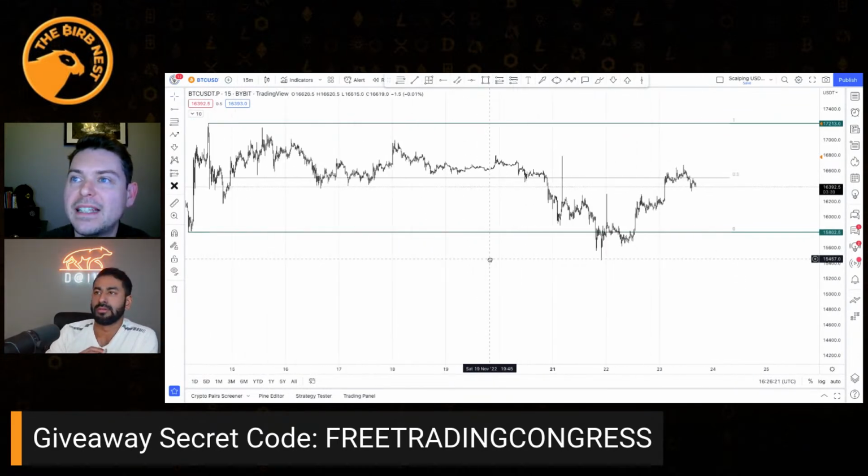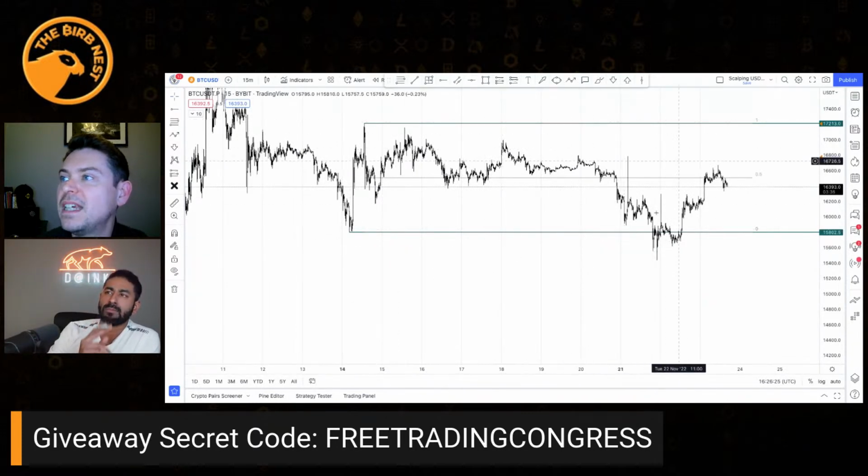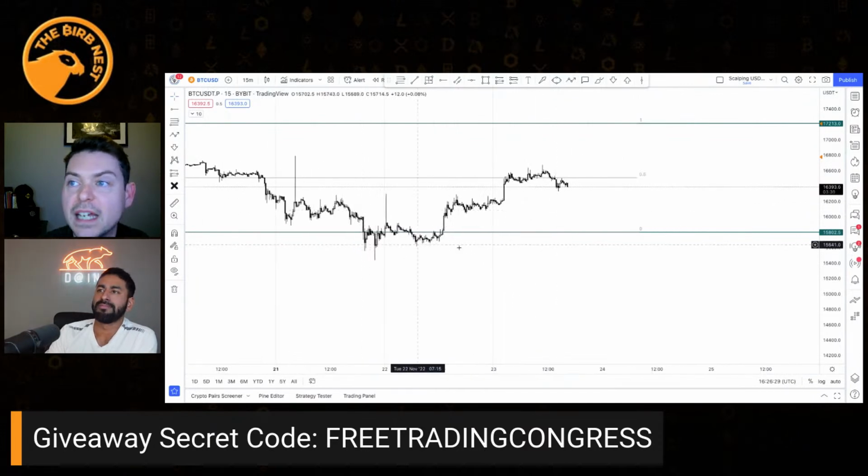Look what happened when it set this range. Look how key this range has been from the high to the low, right? We've been contained in that the whole time. So you can't tell me there's not a point of interest when we rerun it.